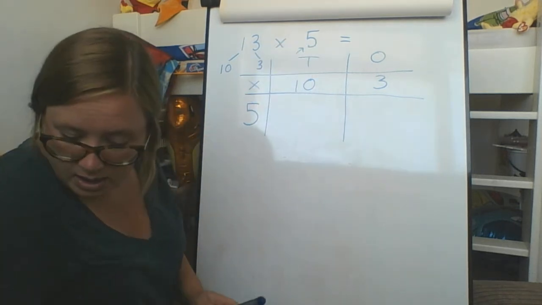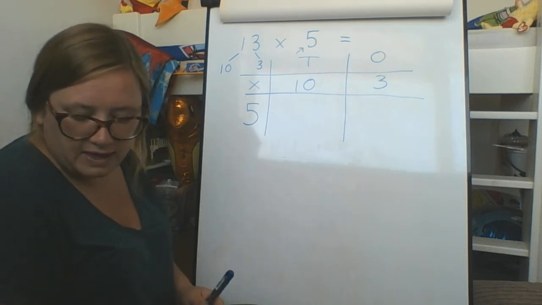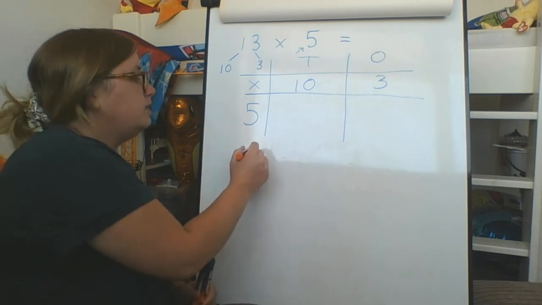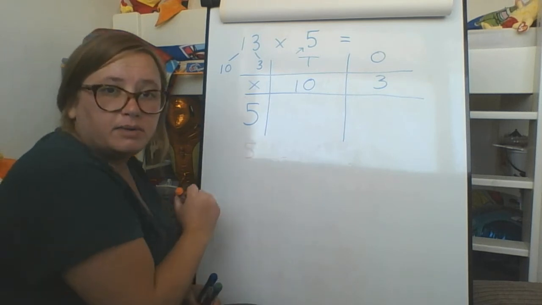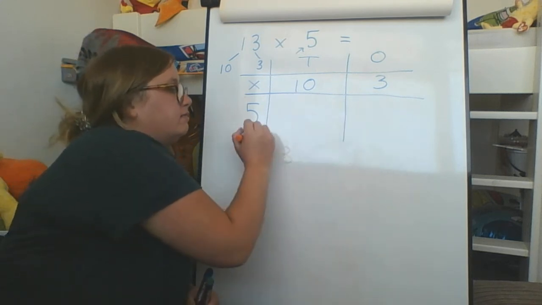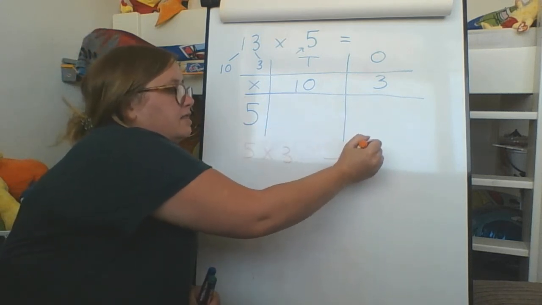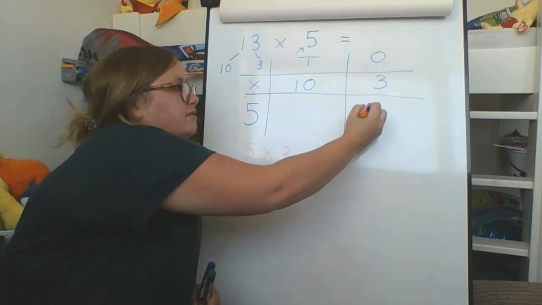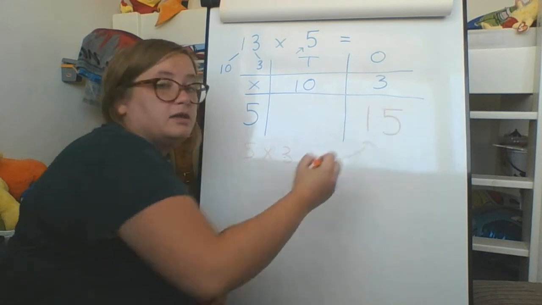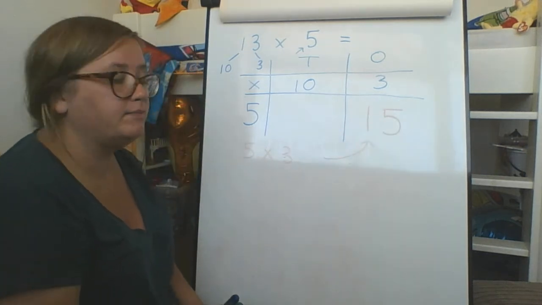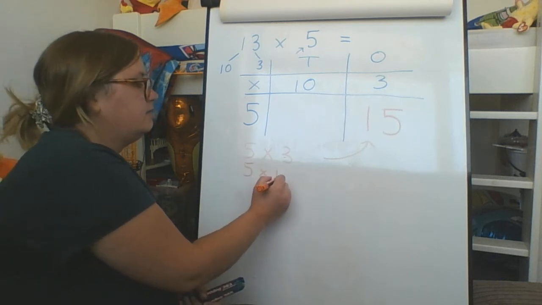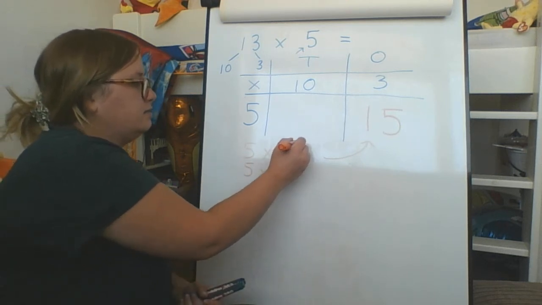Okay? And then when it comes to solving it, we are going to say to ourselves, what is 5 times 3? 5 times 3 is going to go in that box because I've got 3 there and it's times by 5. 5 times 3, if you've been practicing your times tables, we have 15. Okay? And then I move along and I say, right, 5 times 10 goes up there.